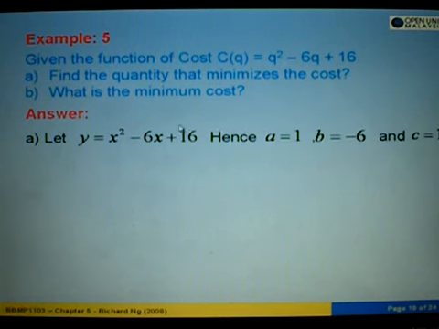So here we take y to represent C. We have y equals q, substituted with x. So we have y equals x squared minus 6x plus 16. We take this equation to represent the cost function.